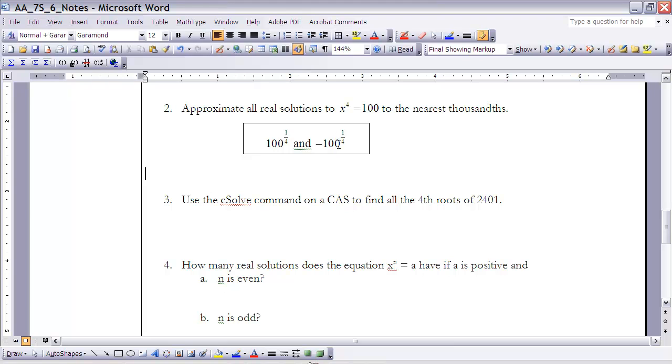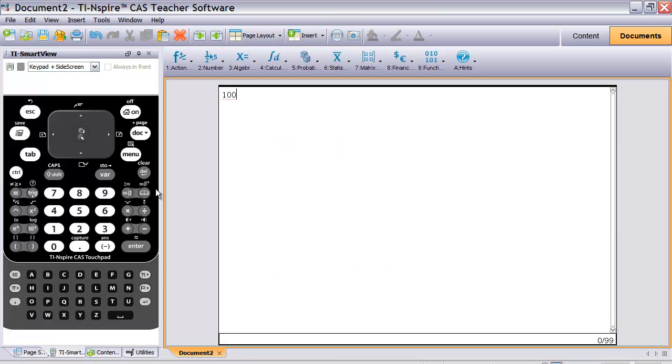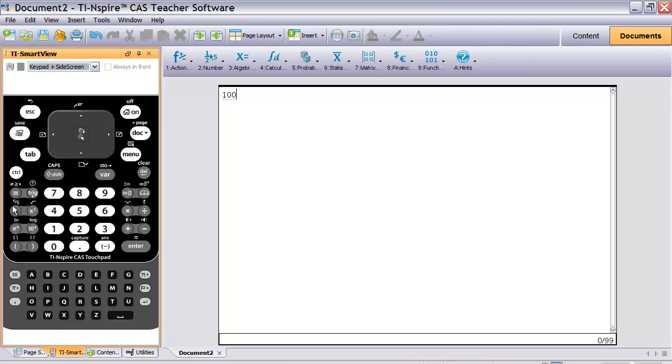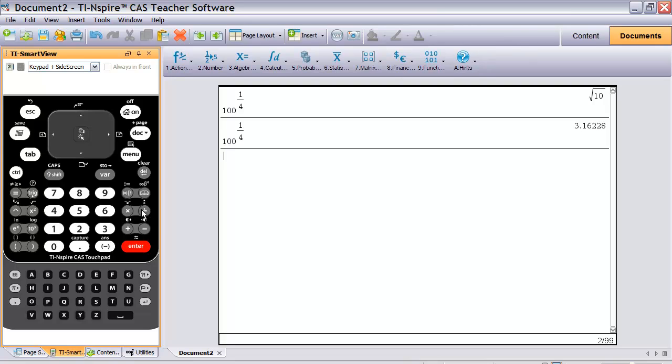So to find those, we can put them into our calculator. I'm going to enter 100 and then raise it to the 1/4 power. I'm going to arrow up to get the power, and then you can hit Control and then divide, and you'll get your fraction key. So we got 1/4 there. If I hit enter, it gives me that. Well, I don't want that. I want Control Enter, because that will give me the decimal approximation, which is what I'm looking for.